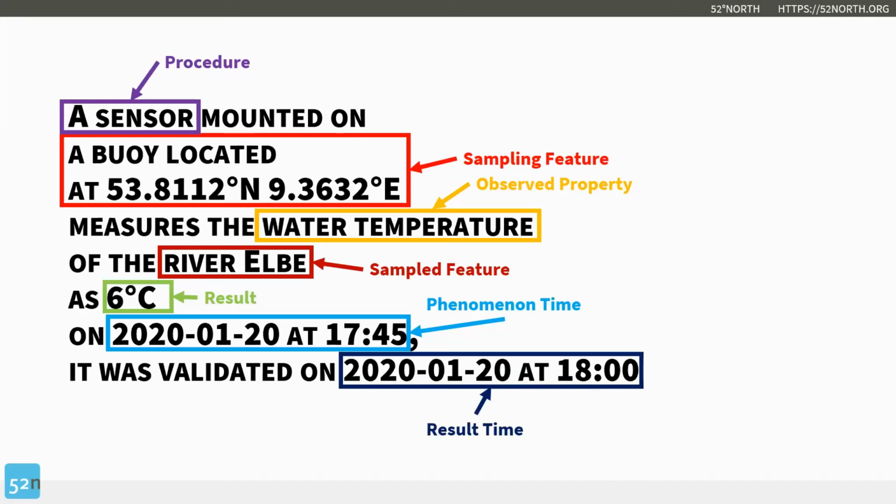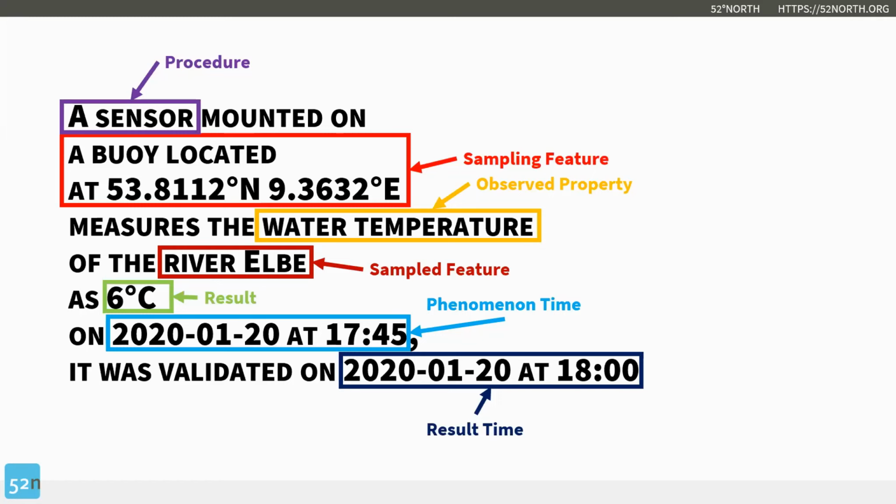you may have some more complex process where there will be some validation before the data is published. In this case, we have the additional timestamp, the so-called result time. This timestamp basically tells us when the data was published. For the result time, here we have the example of a validation workflow, which is completed before publication.